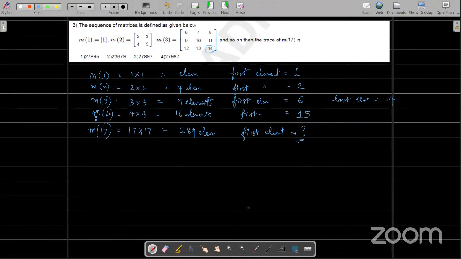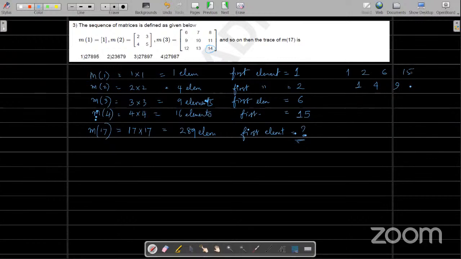So one way to check this is, let's find out the difference sequence. I have 1, 2, 6, 15, and 2 minus 1 is 1. 6 minus 2 is 4. This is 9. So you are actually getting the difference as the squares of numbers, right? That is obvious, because there are n square elements in each matrix, as it's a square matrix. So what should this be?